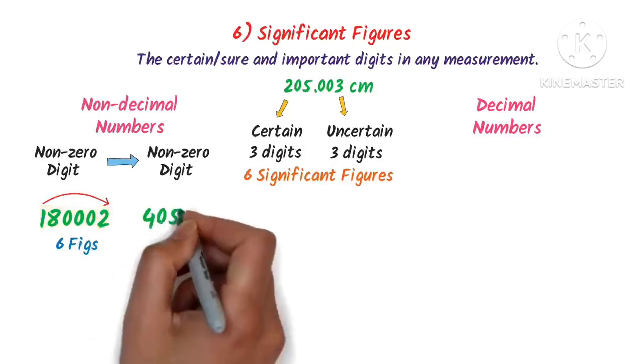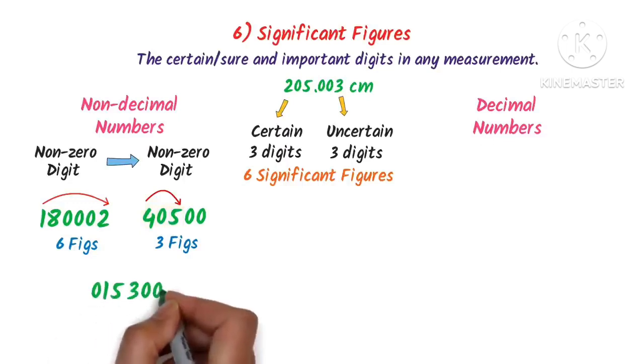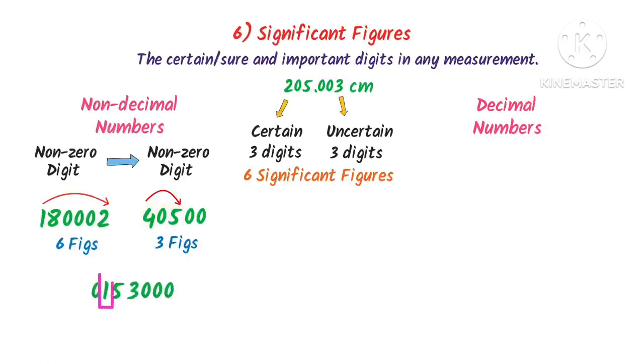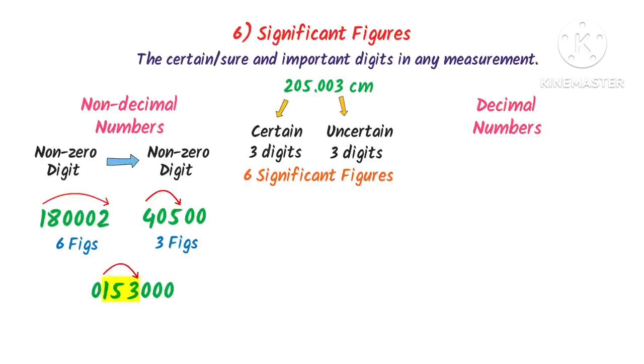Similarly, consider this number. The first non-zero digit is 4 and the last non-zero digit is 5. I go from 4 to 5. So there are 3 digits. I say there are 3 significant figures. Thirdly, consider this number. Here, the first non-zero digit is 1 and the last non-zero digit is 3. So I go from 1 to 3. There are 3 digits. I say there are 3 significant figures.